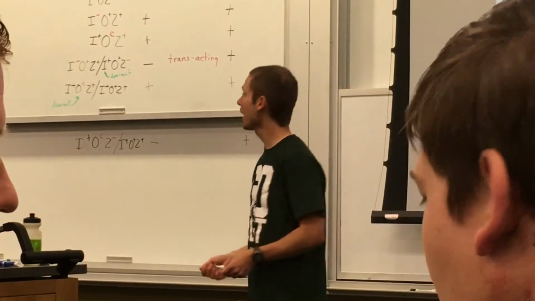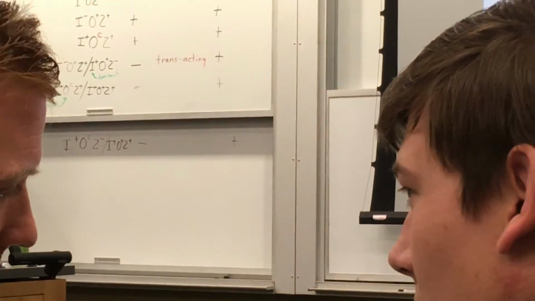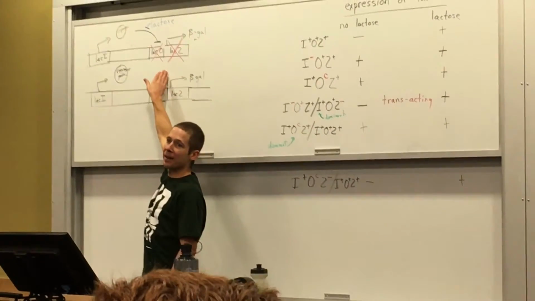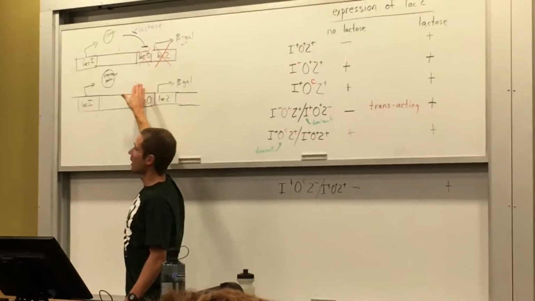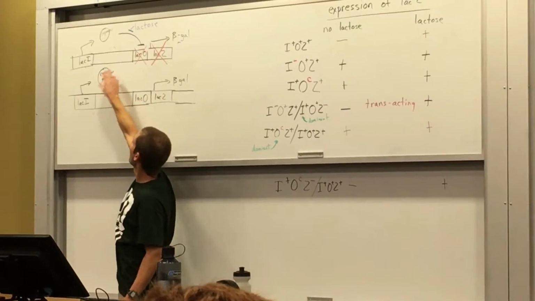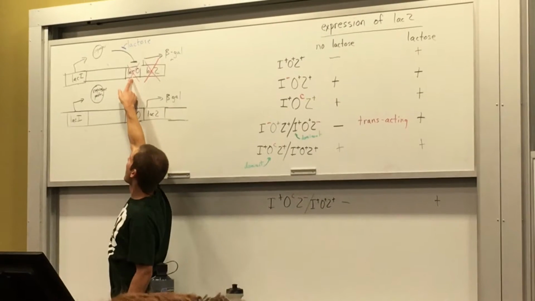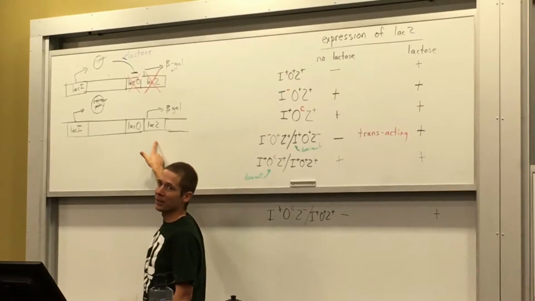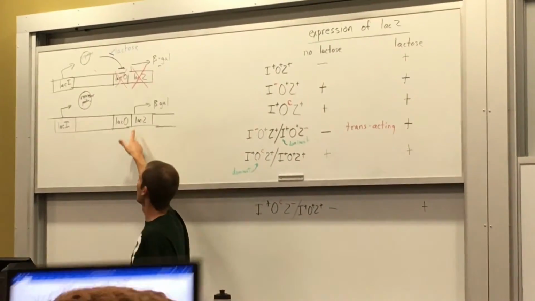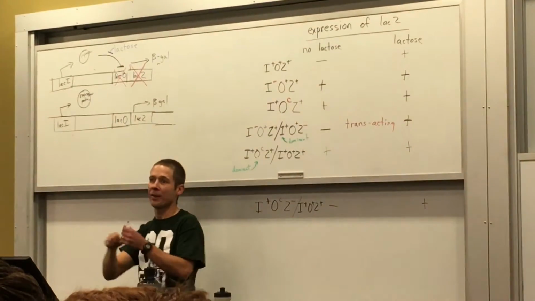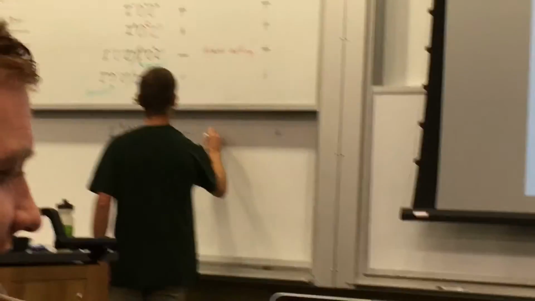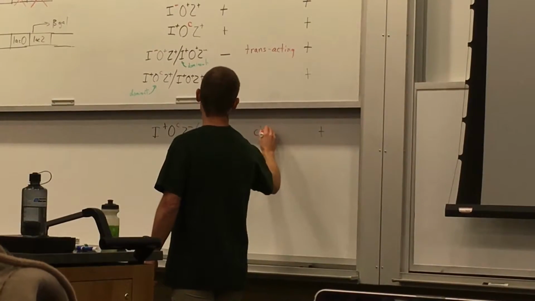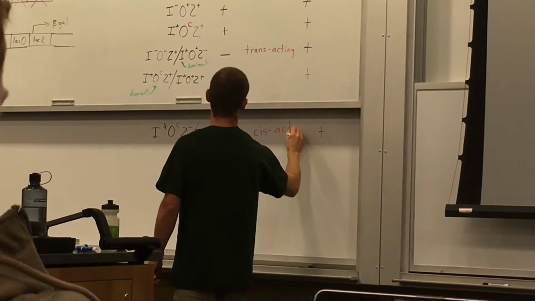So what you guys are getting at is the fact that this operator here is only going to regulate the copy of LAC-Z that's on the same piece of DNA that it is on, right? If this protein binds or fails to bind to that operator, that's not going to have any impact on this copy that's on a different piece of DNA, right? It's only going to affect the copy that's on the same piece of DNA. The fancy term we have for that, the idea that you all look for, is that that operator is cis-acting.